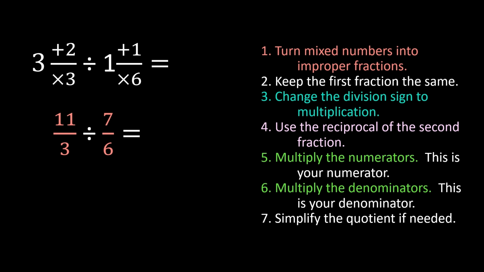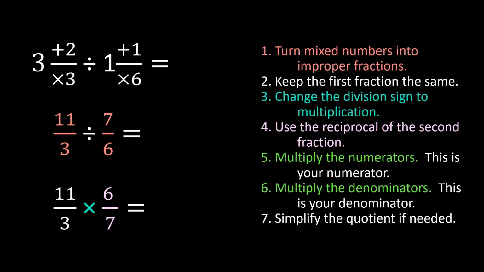So for our steps for dividing fractions, we keep the first fraction exactly the same no matter what it is. So 11/3 is going to remain 11/3. Then we turn our division sign into multiplication and we multiply by the reciprocal, which means instead of 7/6, we're going to be multiplying by 6/7, because our numerator becomes our denominator and our denominator becomes our numerator when we multiply by the reciprocal.